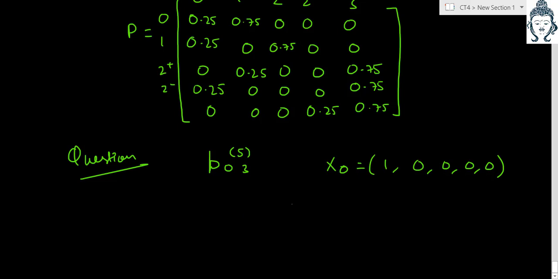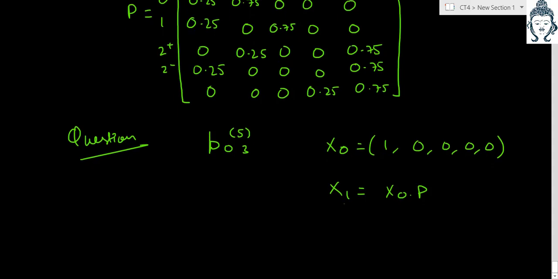x1 I can calculate as x0 times P. If you multiply this with that, it would just come out to be the first row of P. So x1 would be equal to, solve it by yourself and see the answer later, x1 would be equal to 0.25, 0, 0.75, 0, 0.